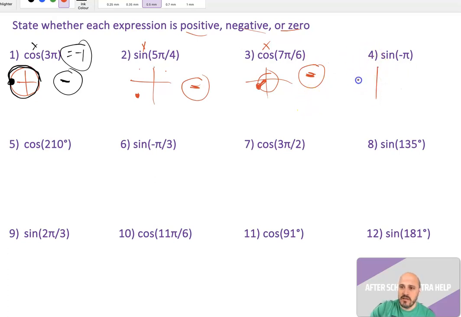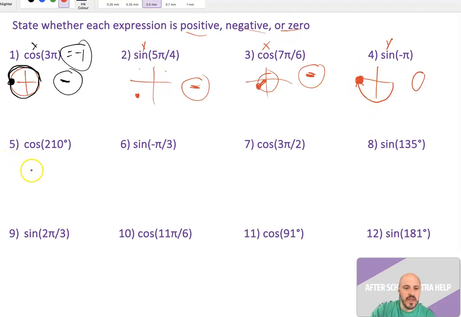How about the sine of negative pi? Well, where's negative pi? I go in this direction. I'm right over here. Well, the sine of negative pi, what's my y value, right? Sine is the y value on my unit circle. It's not positive or negative, right? It's 0. At negative pi or at pi, if we had gone the other way, it's going to be 0.